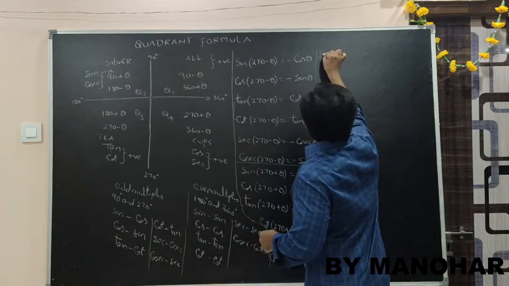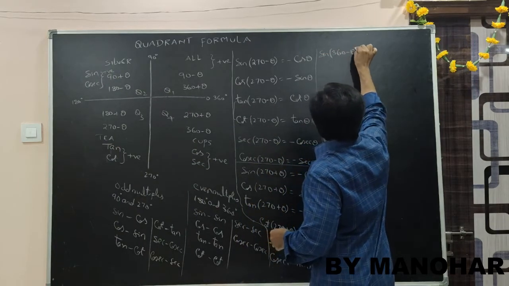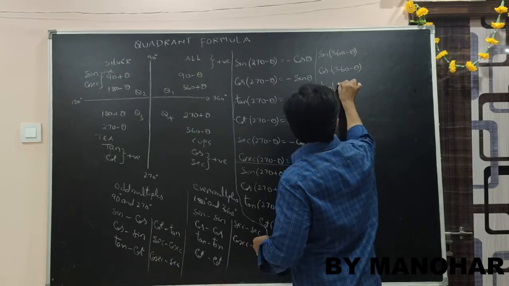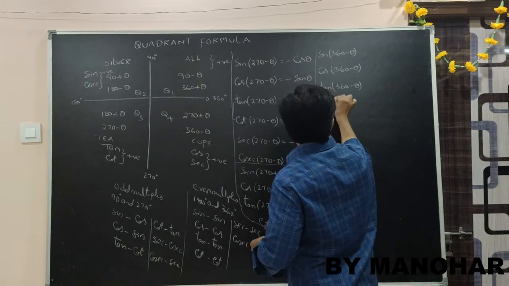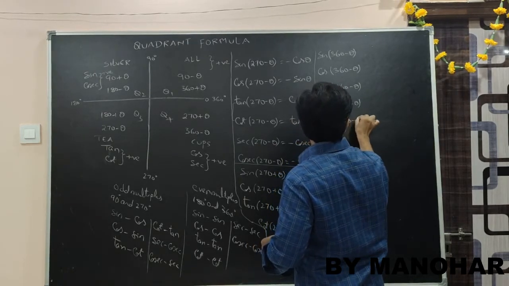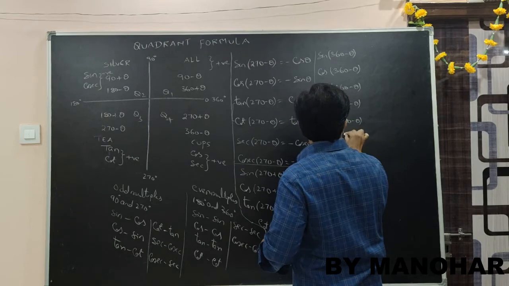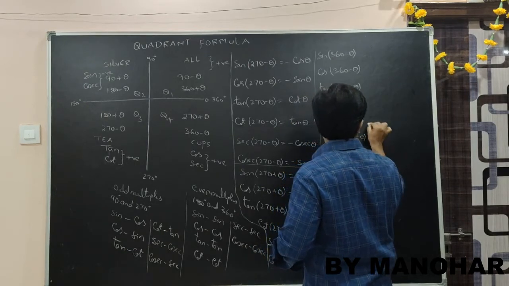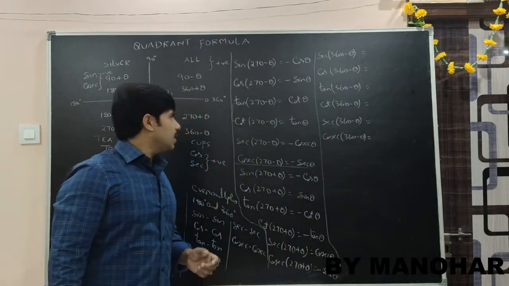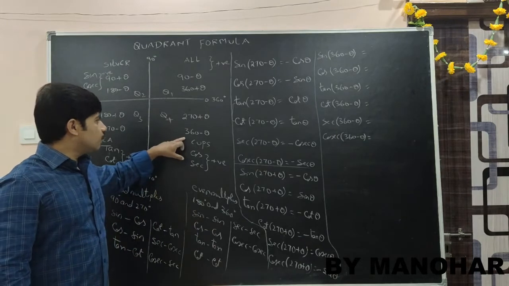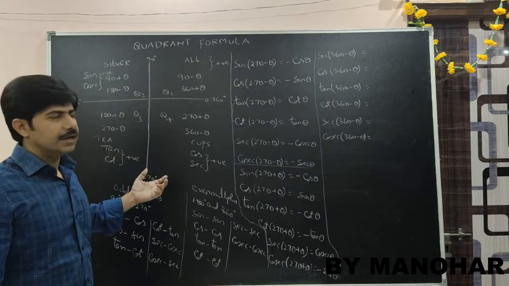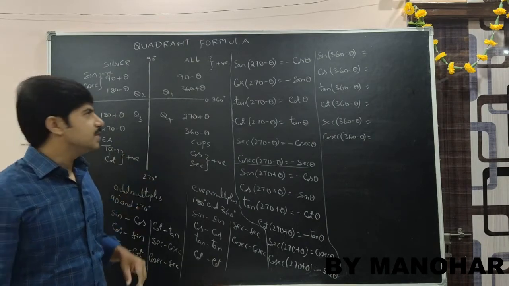Then sine of 360 minus theta, cos of 360 minus theta, tan of 360 minus theta, cot of 360 minus theta, secant of 360 minus theta, and cosecant of 360 minus theta. Now we'll see for this. So 360 minus theta lies in which quadrant? 360 minus theta lies in the fourth quadrant. In the fourth quadrant, cos and its reciprocal secant are positive. Remaining are negative. So here sine is negative.